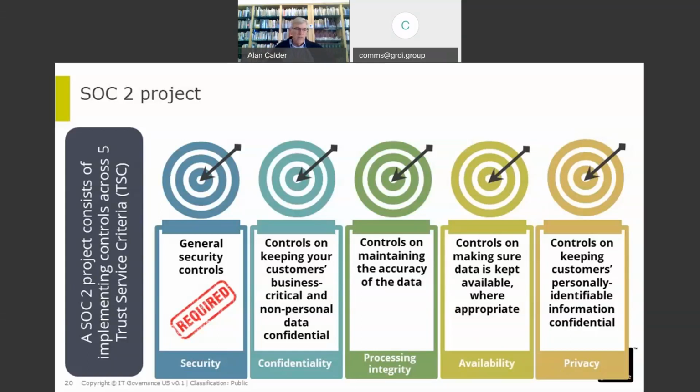So it's a gap analysis. What have you got in place? Which trust service principles do you have to implement? What are the additional controls you need to put in place to meet not only the specific trust service principle required, but also the general security controls principle that is required as a base for every implementation?